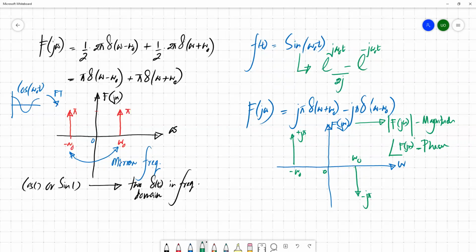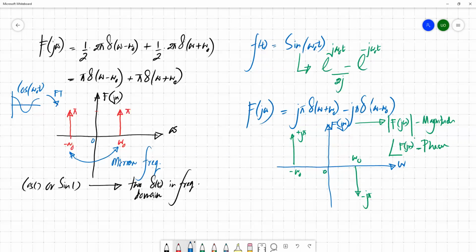So how do you plot this magnitude and phase? You can simply say that here j omega is the magnitude of this delta component. So we can simply say that the magnitude would be plus pi and minus pi. Or else you can simply say it this way.